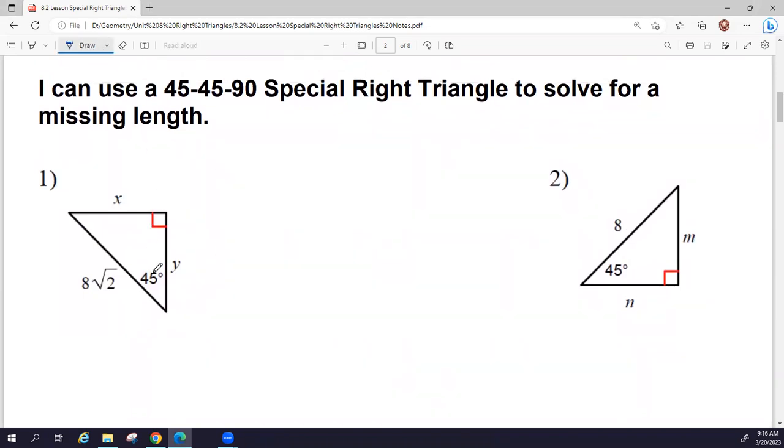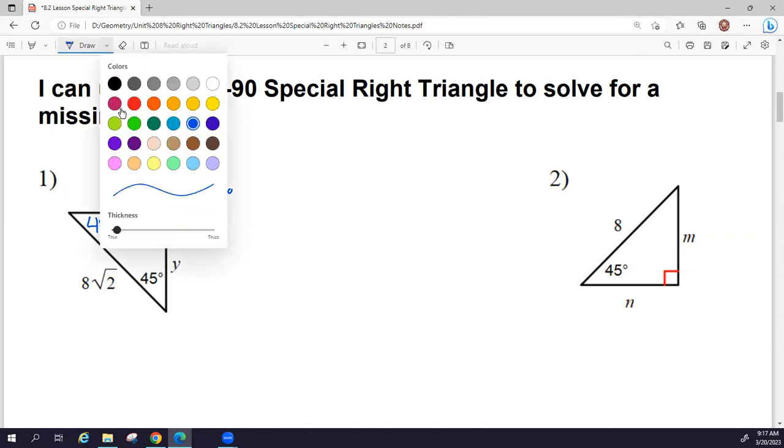45-degree angles. So in a triangle that's a right triangle, we know it's a right triangle because of that little box there. That means it's 90 degrees. That makes it a right triangle. If one of the angles is 45, the other one is going to be 45 because all three of these must add to 180. And so we get this special 45, 45, 90 right triangle. And so there's something that we know about the 45, 45, 90 right triangle.